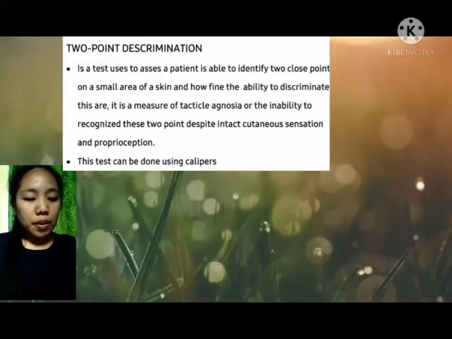Next, 2-point discrimination. It is a test used to assess if the patient is able to identify two close points on a small area of skin and how fine the ability to discriminate these is. It is a measure of tactile agnosia, or the inability to recognize these 2 points, despite intact cutaneous sensation and proprioception. This test can be done using calipers.